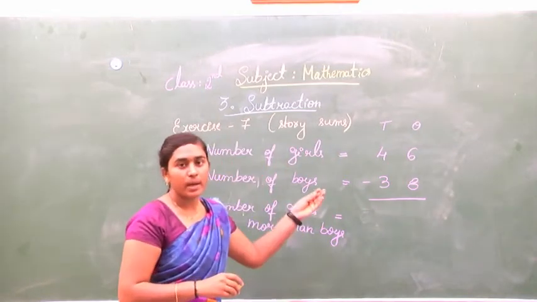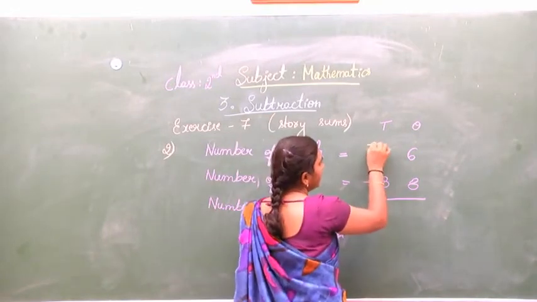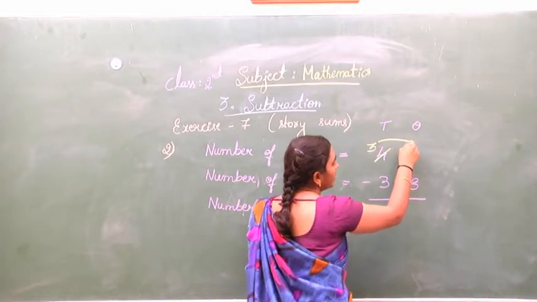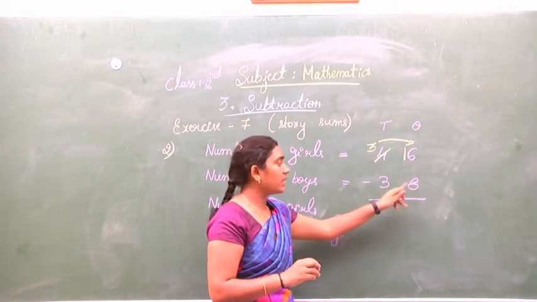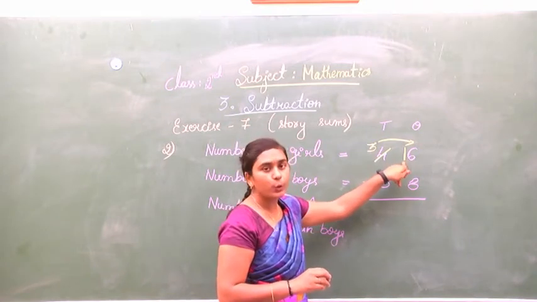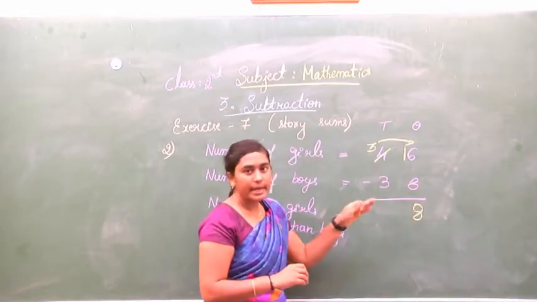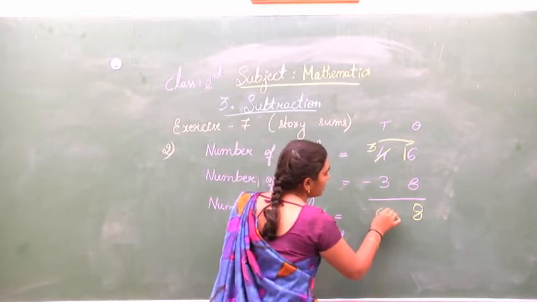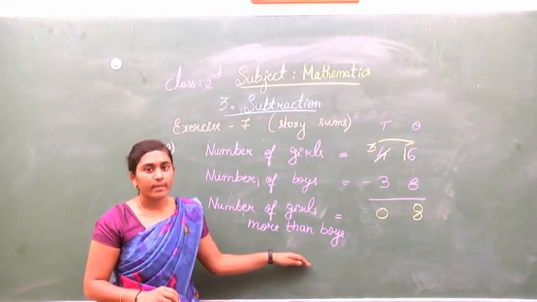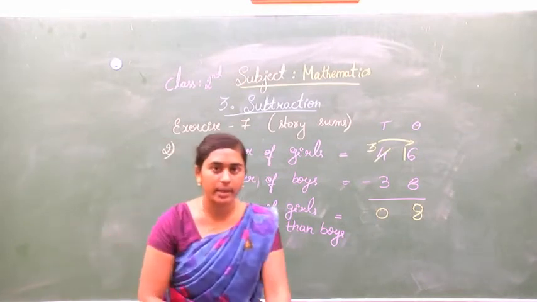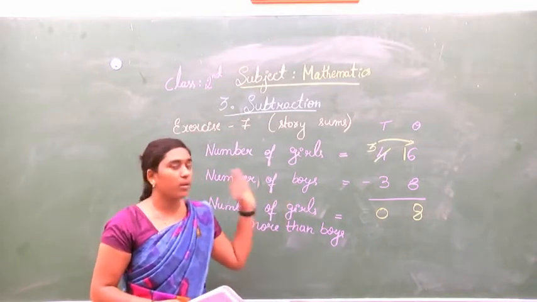Now do the regrouping. 4 becomes 3, and 6 becomes 16. 16 minus 8 is 8, and 3 minus 3 is 0. Now tell me how many more girls are there compared to boys? 8 girls are more, right? There are 8 more girls in the class compared to the boys.